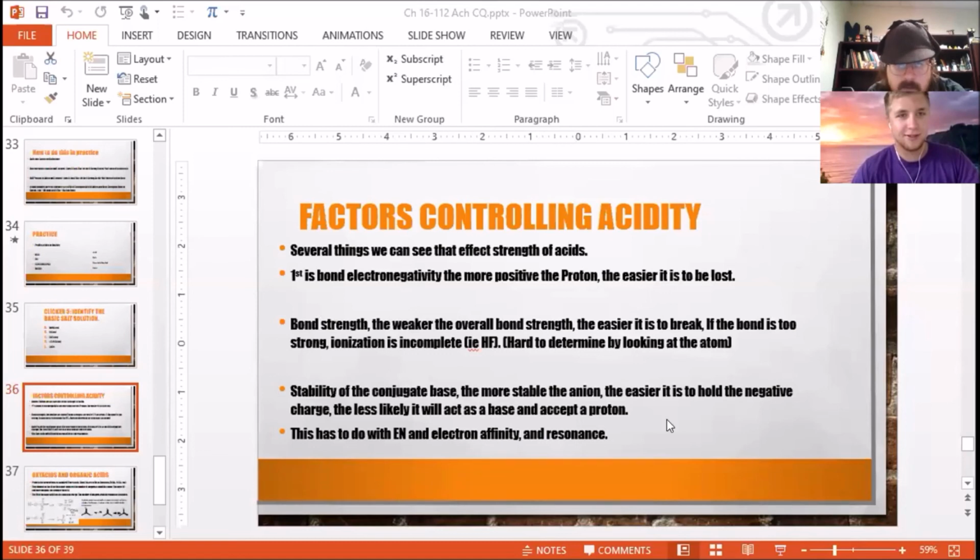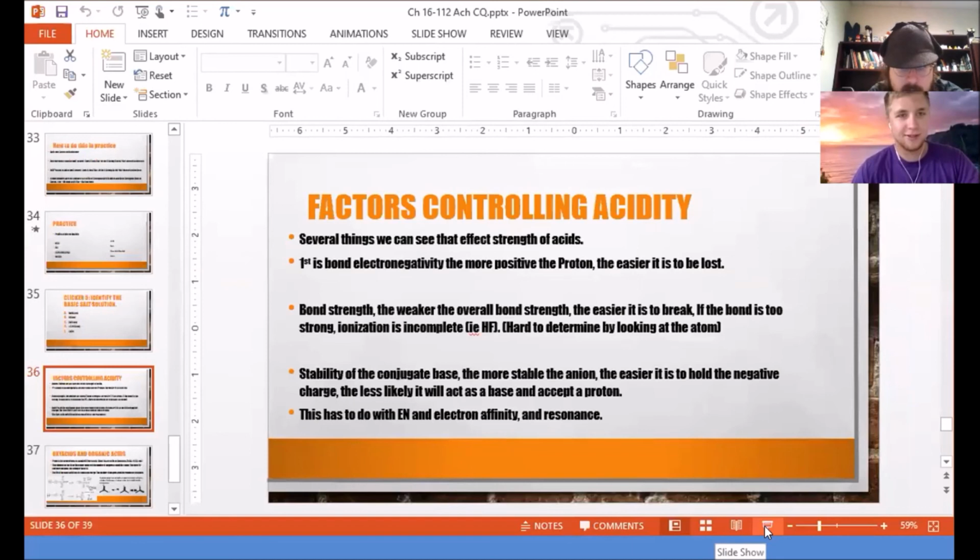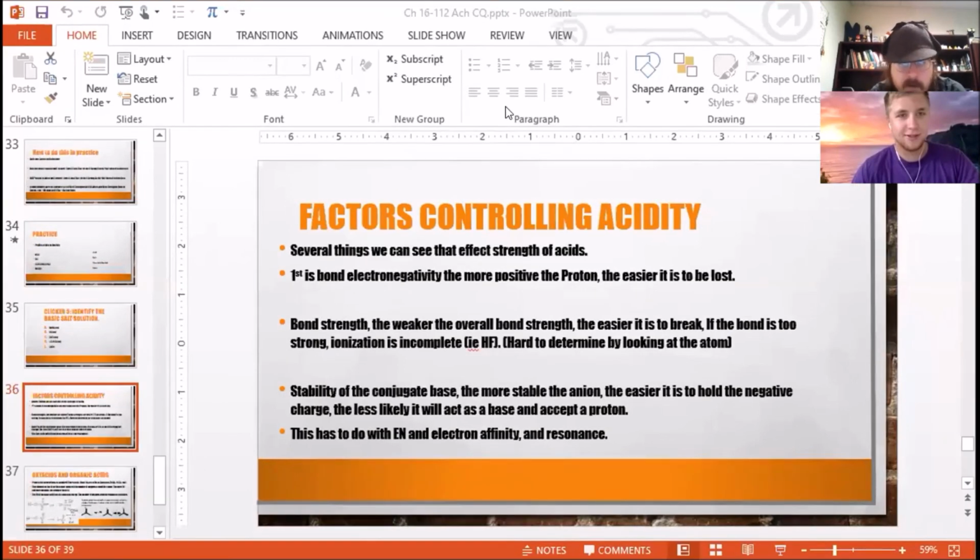Okay, thank you. Recording. So there are several things that affect acid strength, what makes a strong acid and what makes a weak acid. Some are easy to see, some a little harder. The first one is bond electronegativity. The better the ability to pull the electrons from the proton, the stronger the acid is.